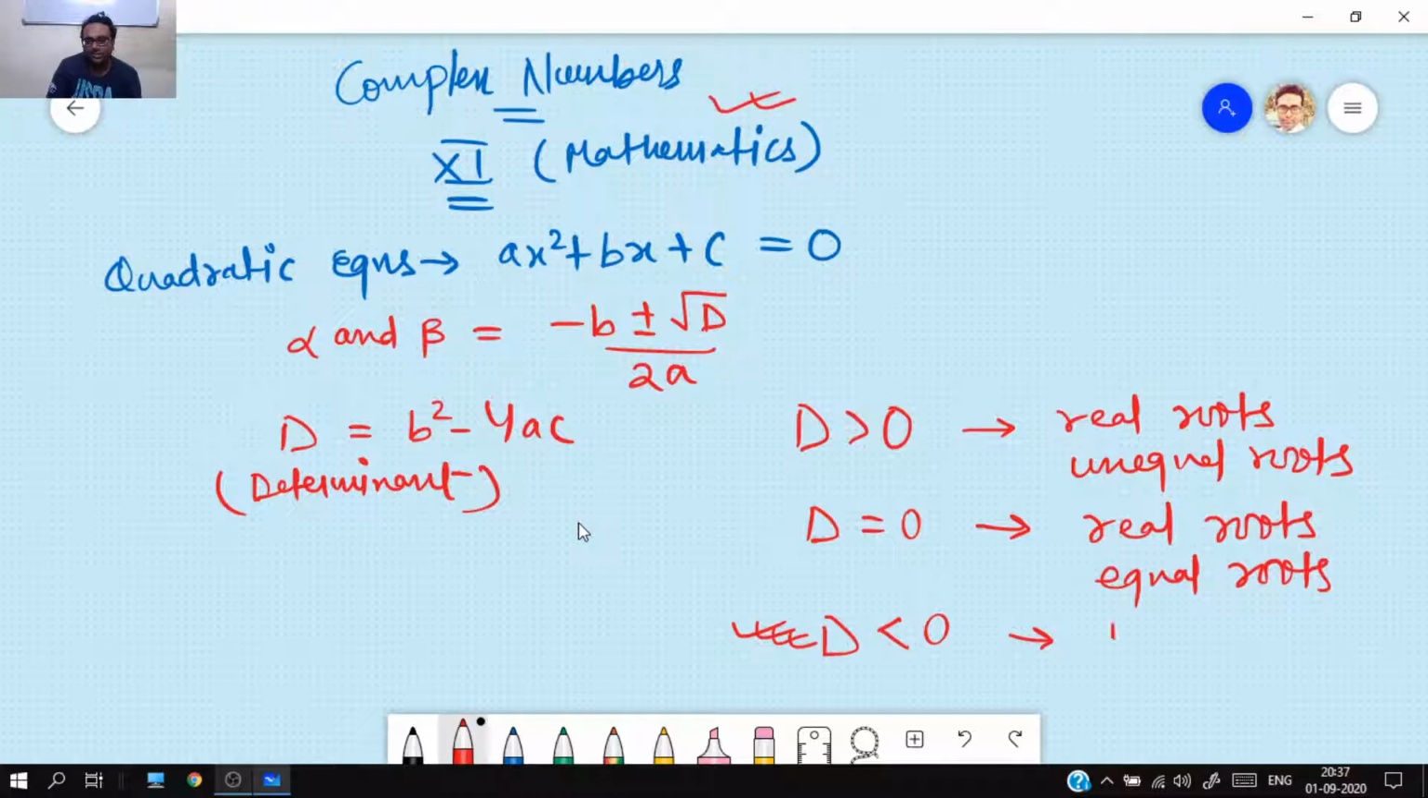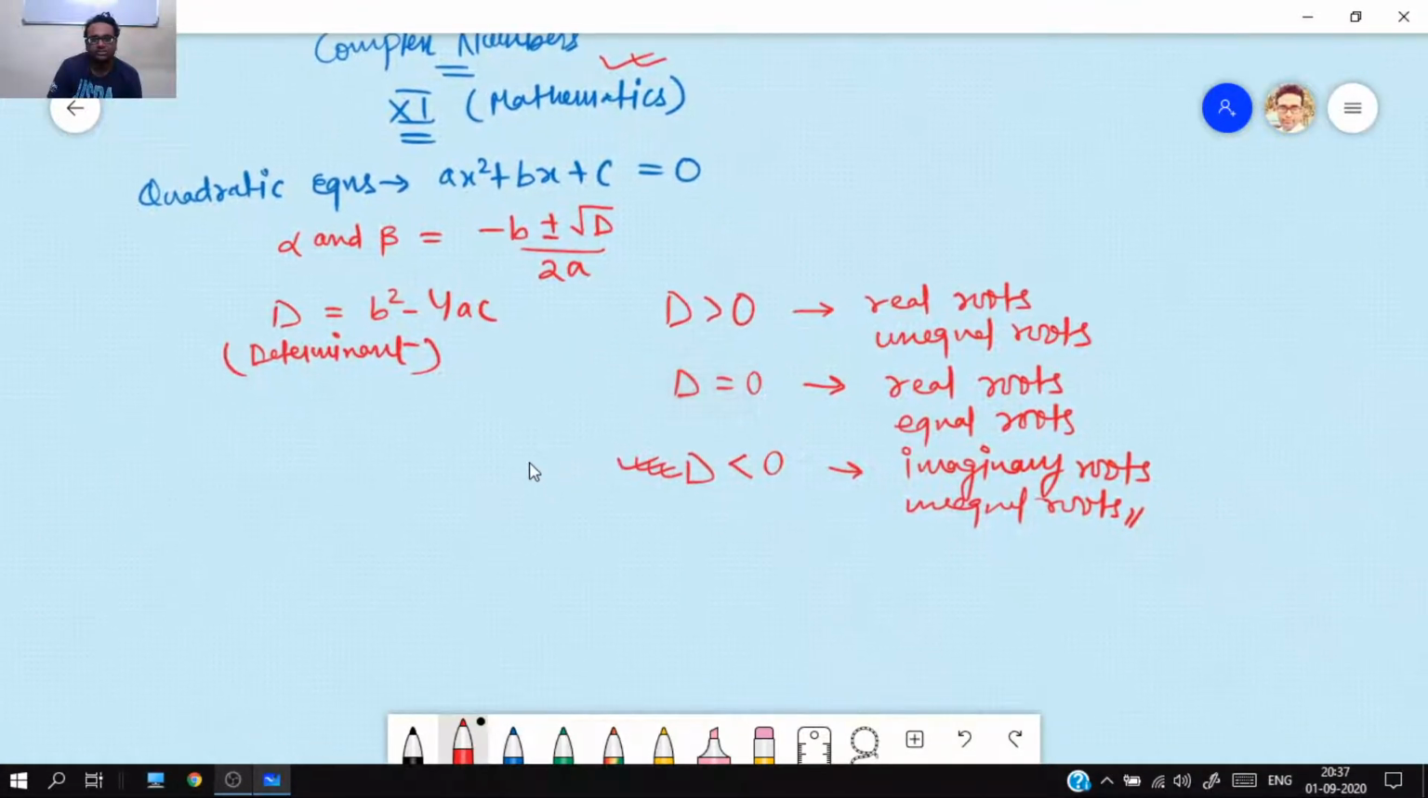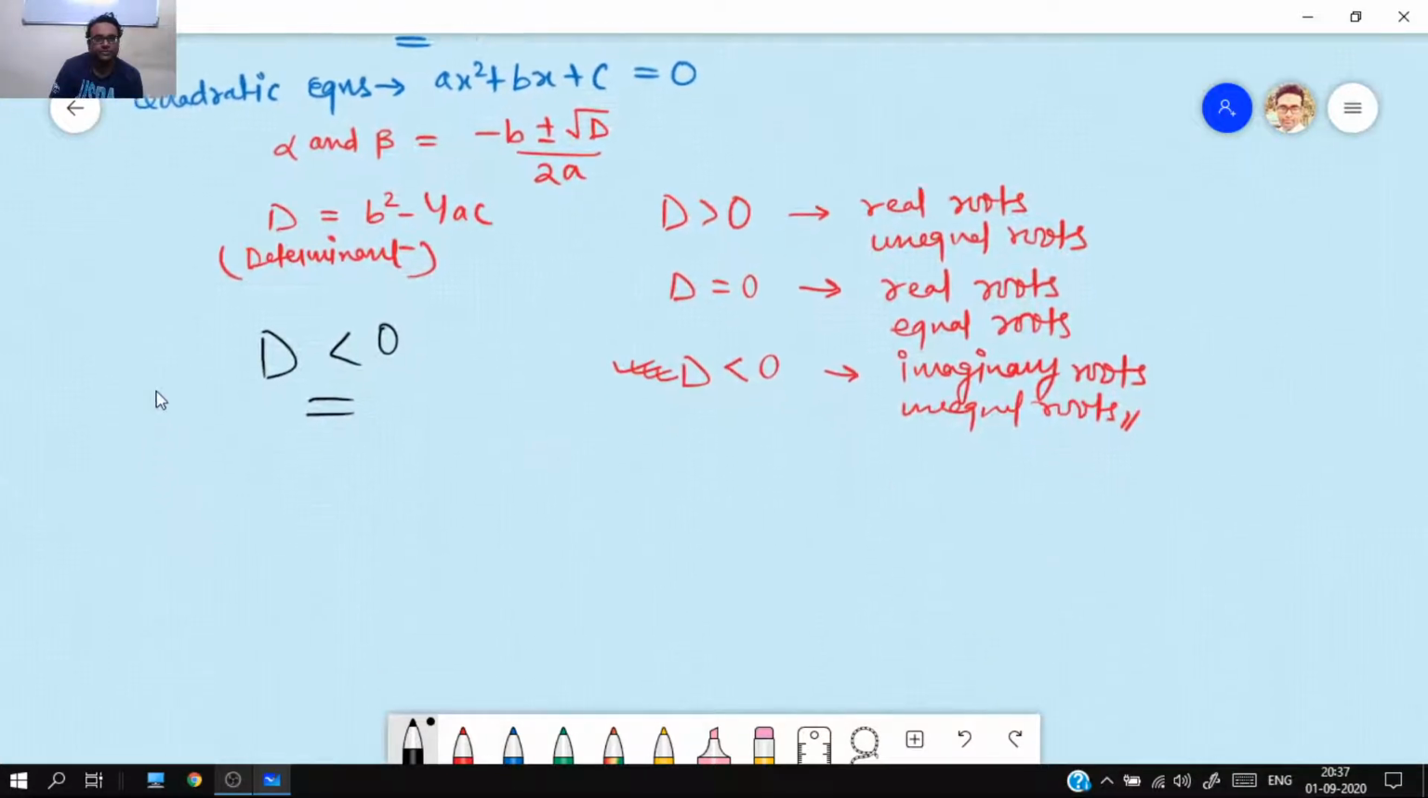We get imaginary roots, and these are unequal roots. So the whole focus is on when the value of D is less than 0. Moving further, I hope I am clear up till now.